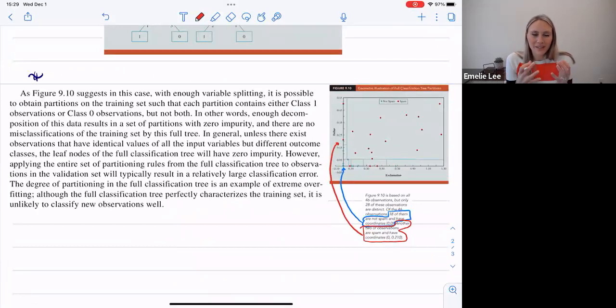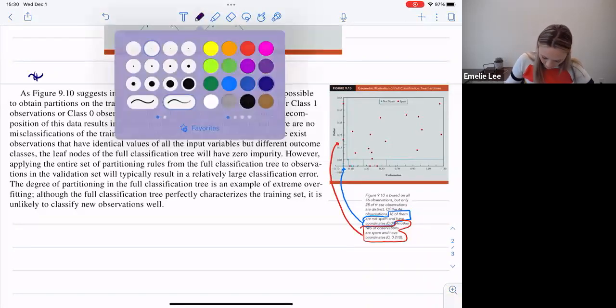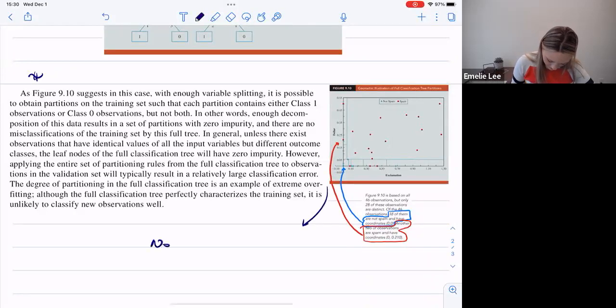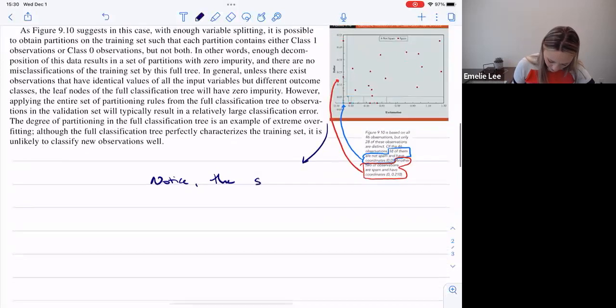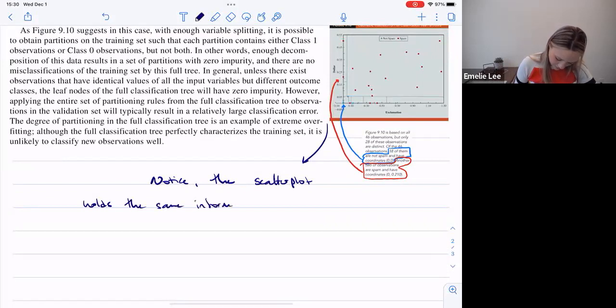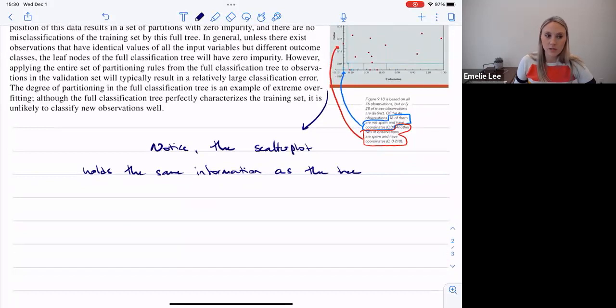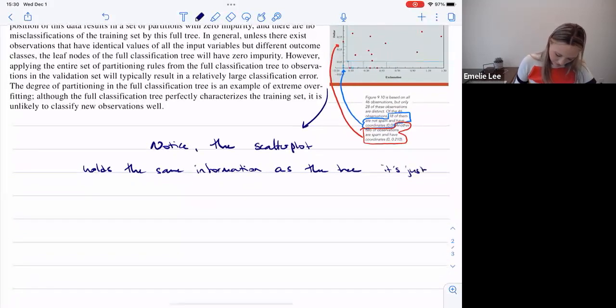This scatter plot is showing the same information as the tree that we saw up above, right? And so notice the scatter plot holds the same information as the tree. It's just another way of visualizing the classification.